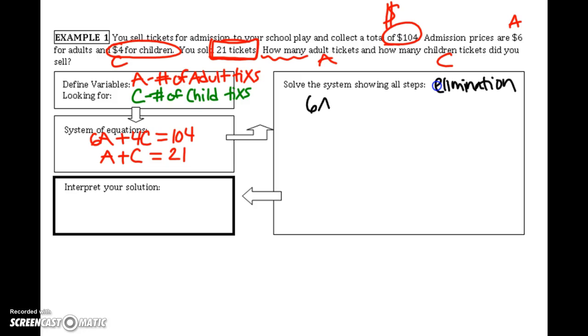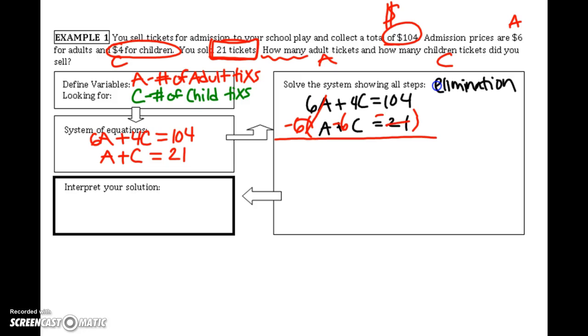I'm going to just rewrite these as 6a plus 4c equals 104. A plus c equals 21. Okay. And I want to multiply by a number that is going to help me cancel out one of my variables. So I'll first focus on canceling out my a's. So that means I'm going to multiply everything by -6. Okay. When I do that, I'm going to get my a's canceling. I'm going to get a -6c. 21 times -6 is going to give me -126. And I'm just adding down. So 4 minus 6c gives me -2.